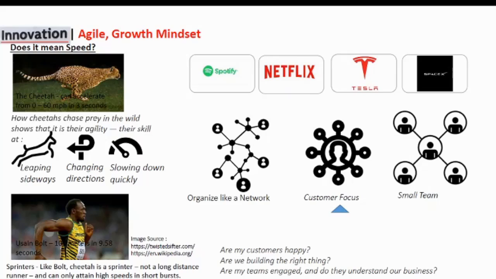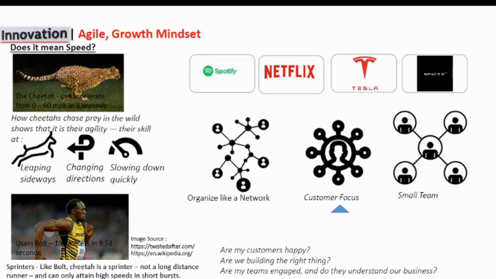So agility, is it just about speed? We look back at the cheetah, the fastest animal on the planet. The key skill they have is agility, which is about leaping sideways, changing directions, slowing down quickly. So obviously this study clearly points out that it's not just about speed.